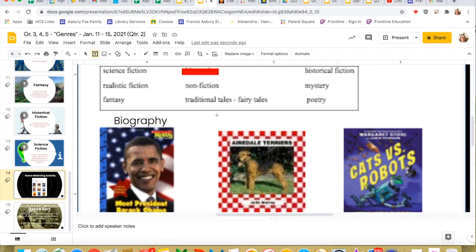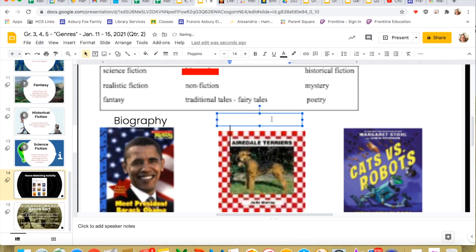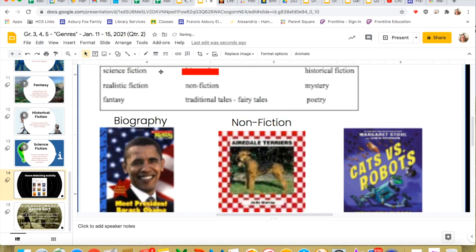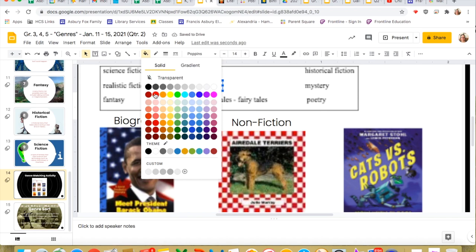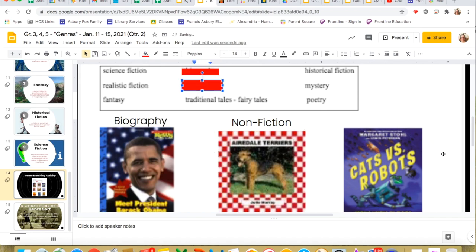So Miss T is going to put her text box up here. And she is going to type in nonfiction. Okay, there we go. And we will mark off our nonfiction. Okay, so let's take a look at the next cover.